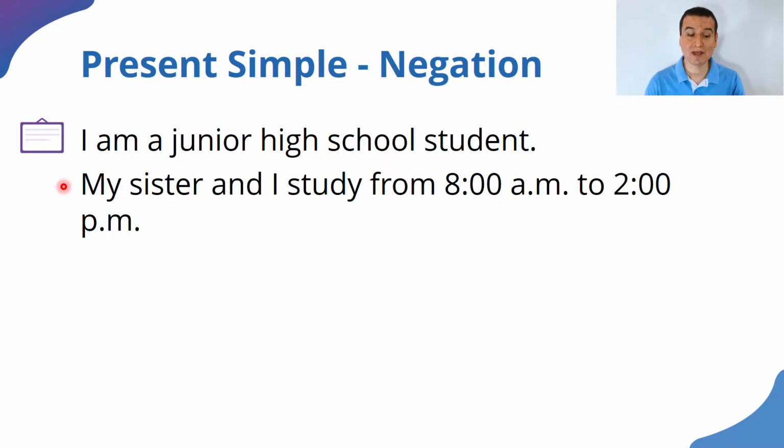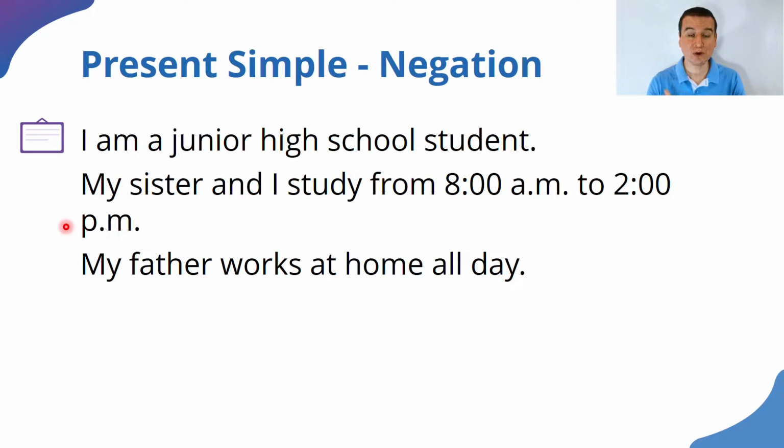Let's see this example. My sister and I, that is a plural, means it is a third person, and I, so that means that I am included, that is a first person plural. In that case, we don't add the s to the verb. My sister and I study from 8 a.m. to 2 p.m. So we study, nothing added to the verb. But when we're talking about a third person, one that is not I or you, my father, for example, my father works at home all day. We add the s to the verb.